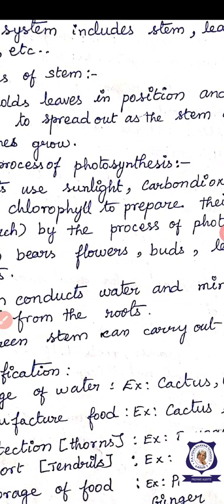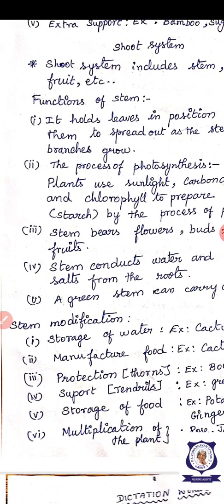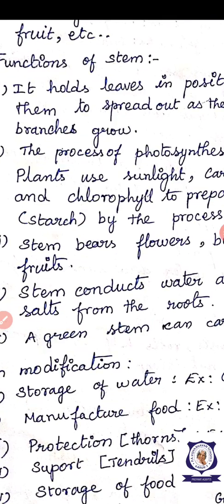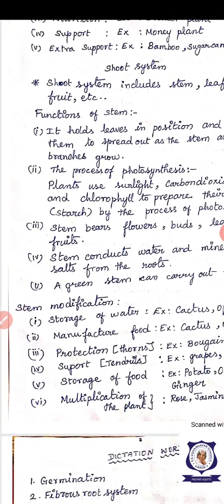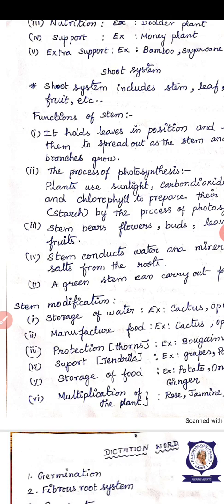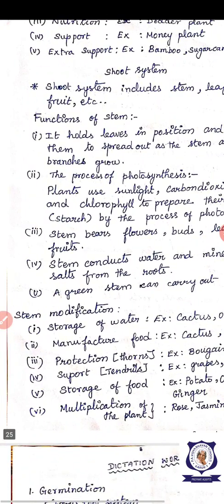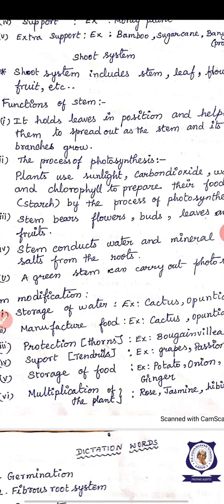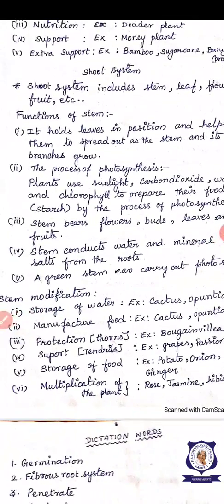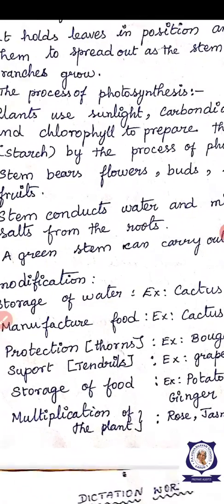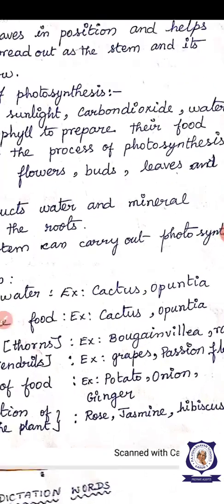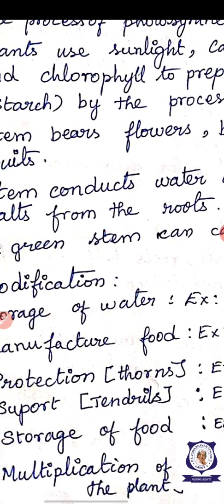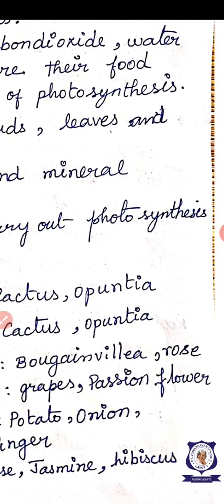What is the function of stem? Stem is a part of the shoot system. It holds all the aerial parts and it does the function of photosynthesis and prepares the starch if it has chlorophyll, and it conducts the water and minerals absorbed by the roots. Green stem carrying out the photosynthesis function is very important. Next, storage of water, seen in the cactus and opuntia, and manufacture of food seen in the cactus and opuntia.